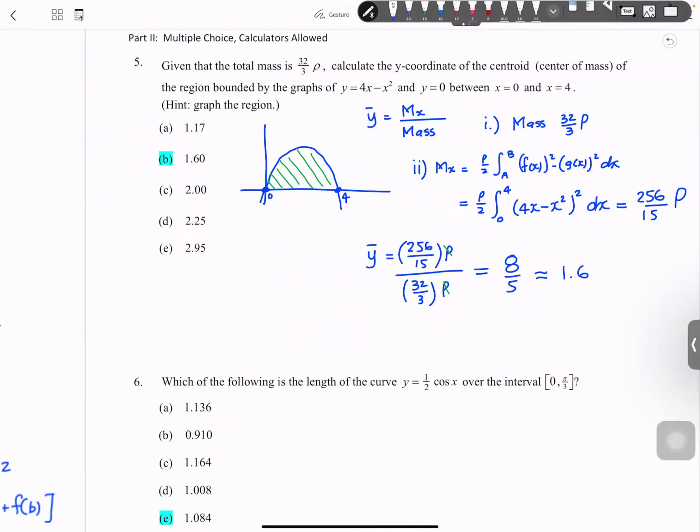The rho over 2, you're not subbing in the mass. What do you mean? Can you clarify what you mean by subbing in the mass? I'm seeing mass is 32/3 rho. So I was thinking we could plug in 32/3 rho into the rho over 2. No, the rho is just representative of the density of the object. It's not a variable that can be replaced. Does that make sense? Okay. Any other questions? Okay.